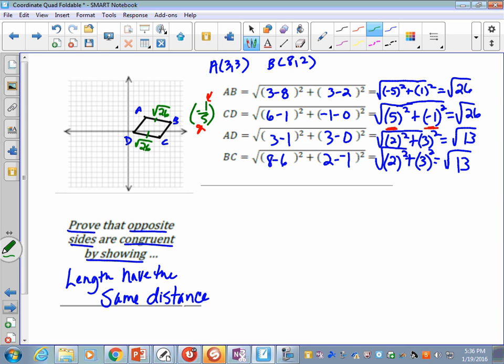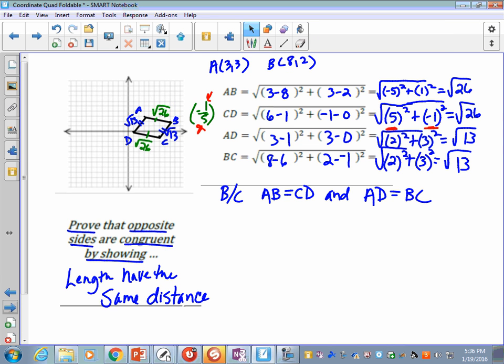So now we're showing and proving opposite sides are congruent. And if I look also, AD was square root of 13, square root of 13, again, opposite sides are congruent. So I have proven that ABCD is a parallelogram because we have AB, opposite CD, equal to each other. They have the same length or same distance. And we have AD equal to BC. And those are opposite sides, and they have the same length, the same distance. So you can use the distance formula to check the lengths.